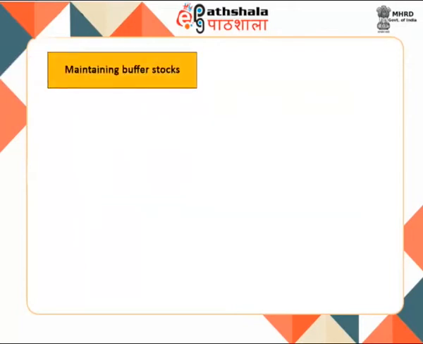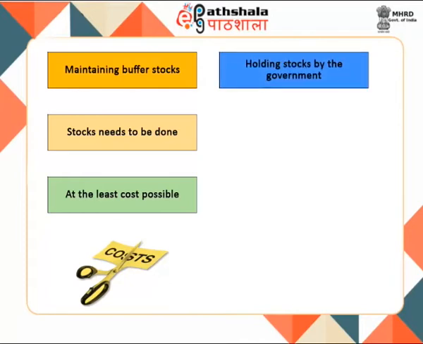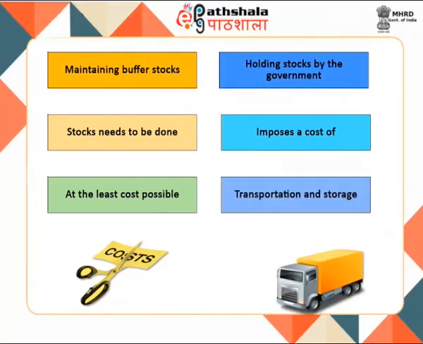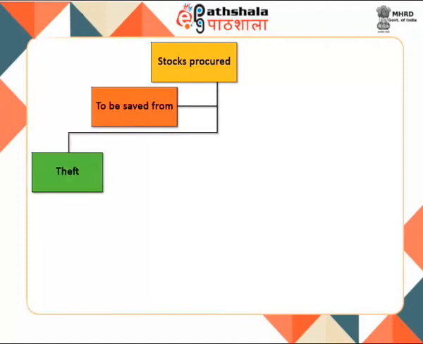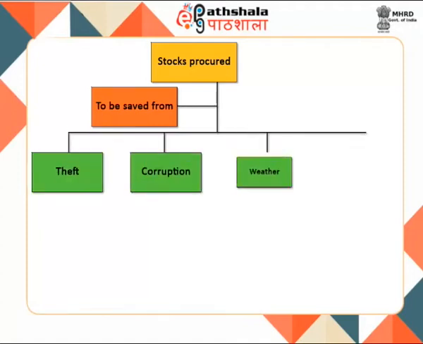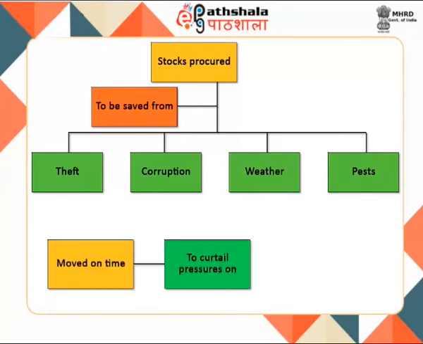Maintaining buffer stocks needs to be done at the least cost possible. Related to this is the issue of an optimal size of the stock, as holding stocks by the government imposes a cost of transportation and storage. Once the stocks are procured, they must be stored efficiently to avoid losses due to theft, corruption, weather, and pests. Then they must be moved on time to curtail pressures on prices in different areas.